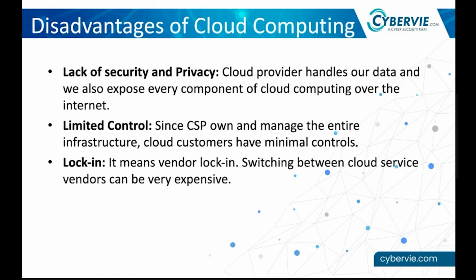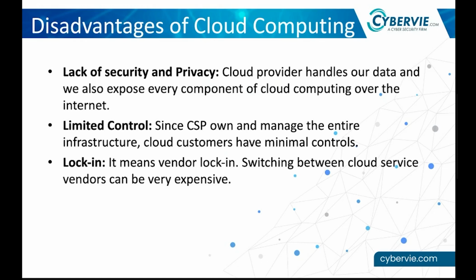So the lack of visibility and the privacy issues will come up in terms of using the public cloud. That is one issue, because we don't know what kind of mechanisms a cloud service provider is using in the backend, in their hardware level security or in their data level security. So that kind of visibility we don't have. Then limited control. Since the CSP owns and manages the entire infrastructure, cloud customers will have minimal control. As I said, we don't have much control over the environment, like the data centers or the servers.